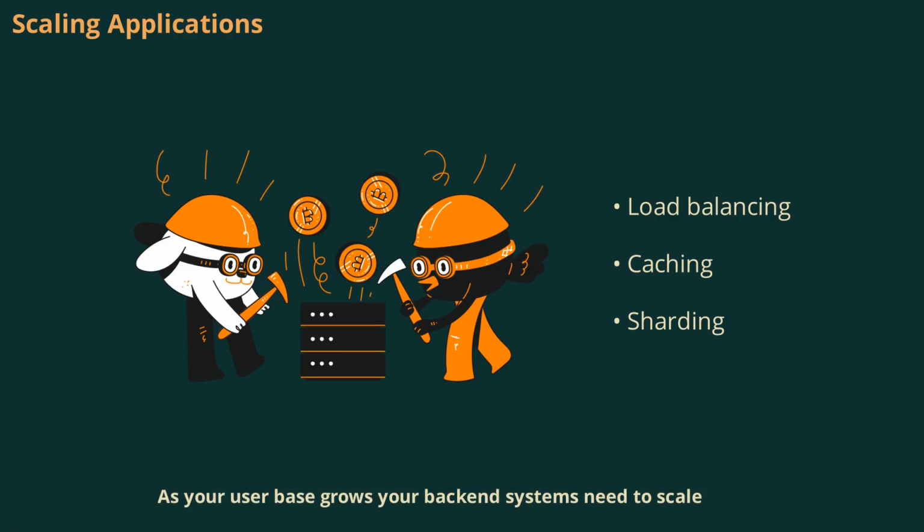As your user base grows, your backend systems need to scale. This means handling more traffic, processing more data, and maintaining performance. Techniques like load balancing, caching, and database sharding are essential for building scalable applications.